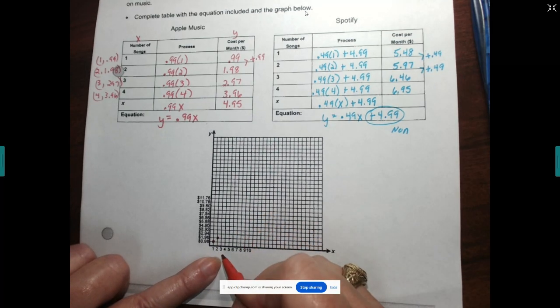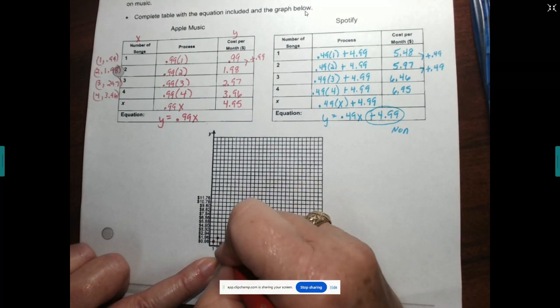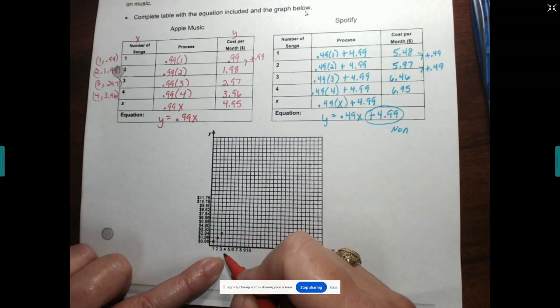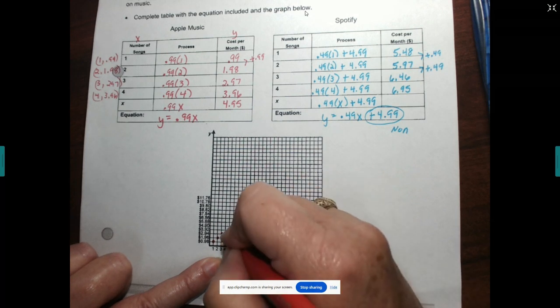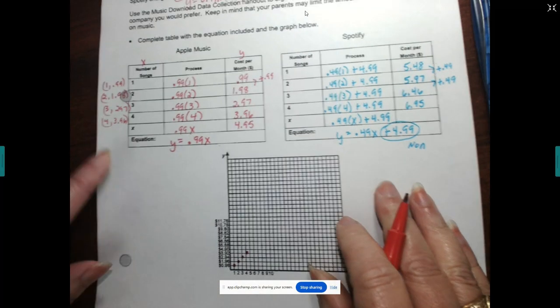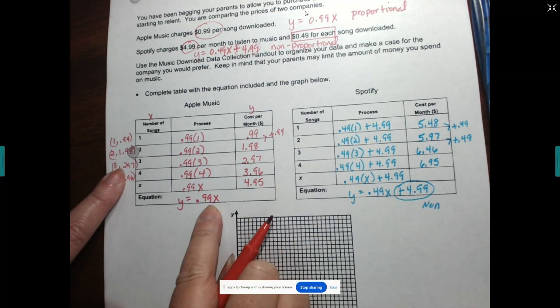And then I'm going to go 3 and then 297, so I'm going to go just above that 294. And then I'm going to go 4 and 396, which is going to be just above that 392, right about there. And again, this is a proportional relationship, right?